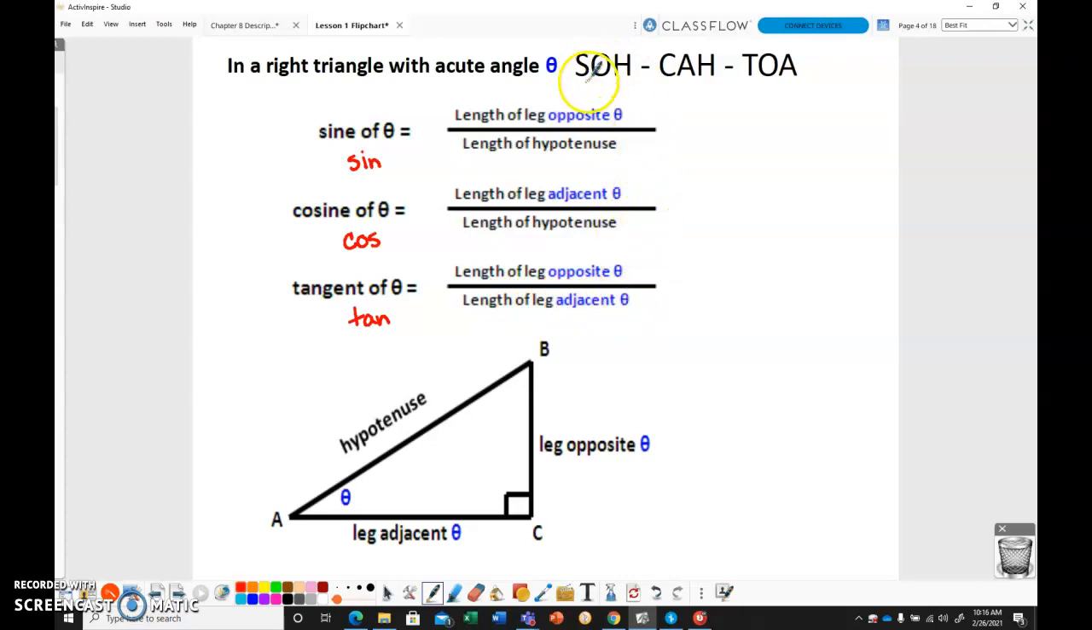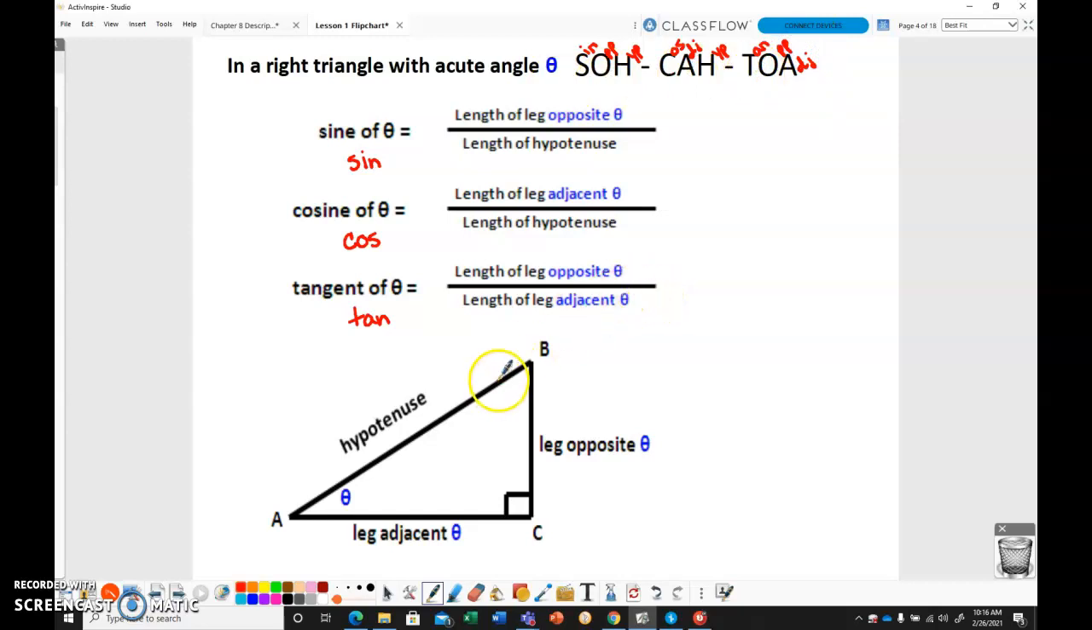Now, we abbreviate this as SOHCAHTOA, because this is your sine, and I'll write it like this. Sine equals the opposite divided by the hypotenuse. Cosine equals the adjacent divided by the hypotenuse. And tangent is going to be the opposite side divided by the adjacent side. That's what that abbreviation is talking about.